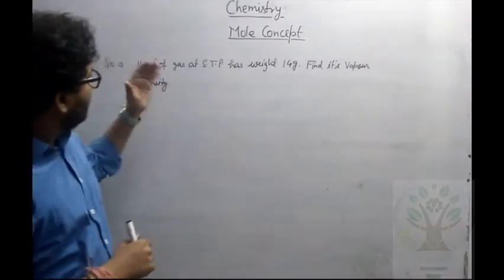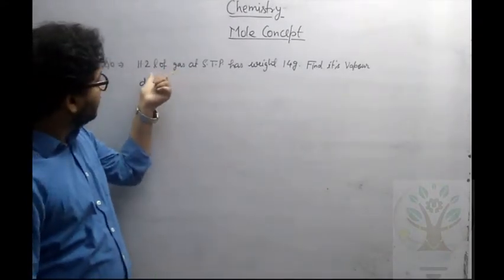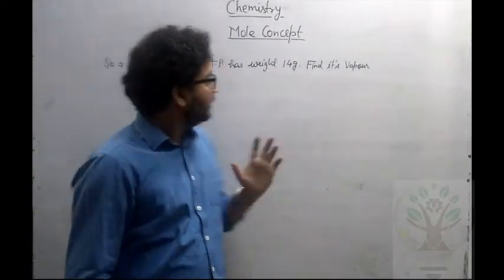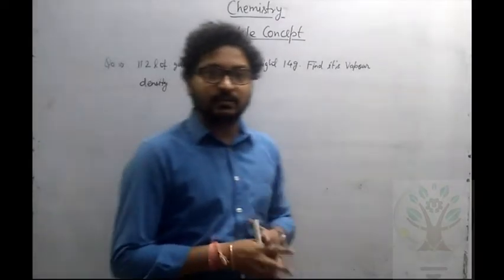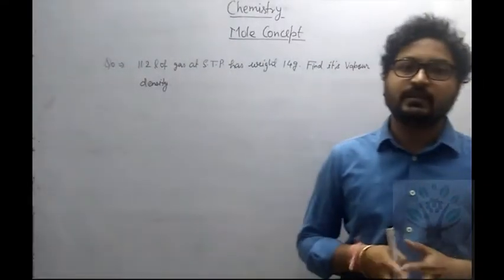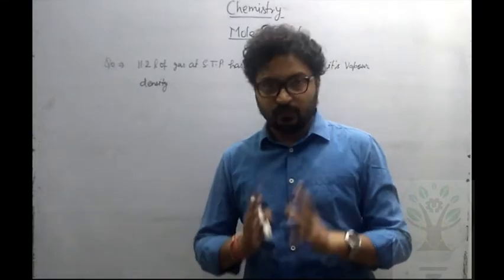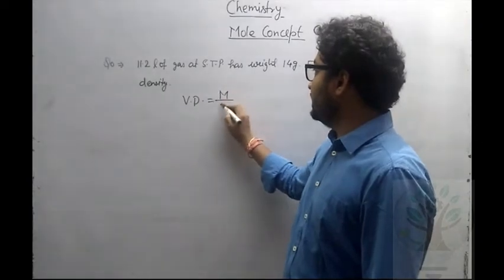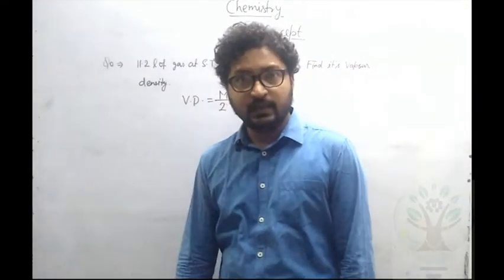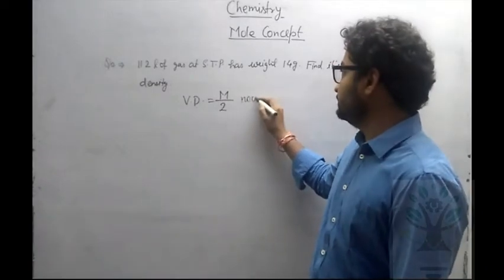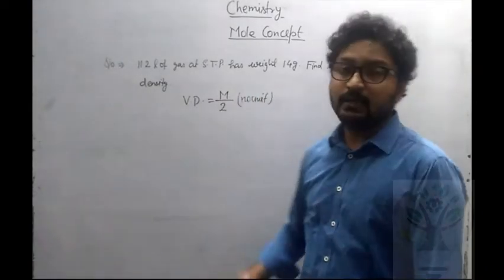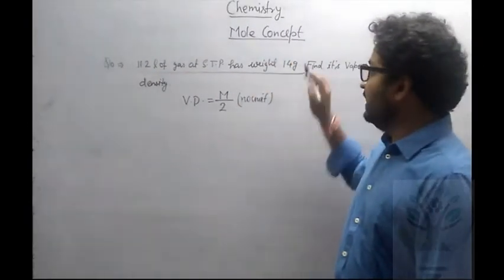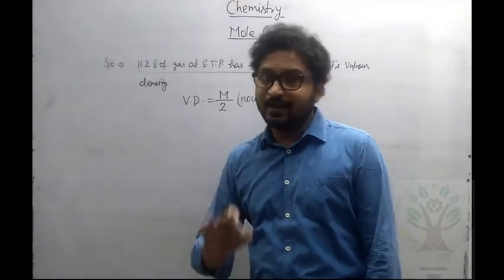Now let's take a question in which it is given that 11.2 liter of gas at STP has weight 14 gram. They are asking you to find its vapor density. I hope you know vapor density is equal to molecular mass divided by 2. Remember, vapor density has no unit, because vapor density is density with respect to hydrogen. Now from this data we have to find out the molecular mass of our gas.